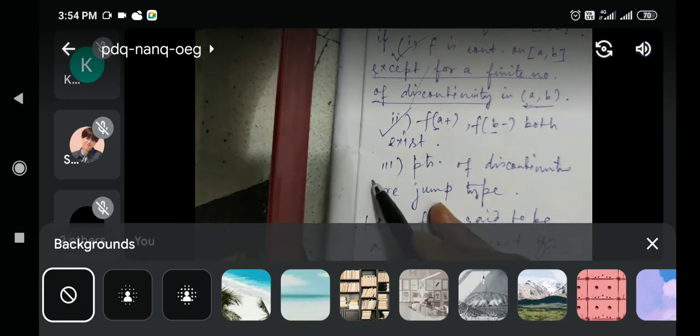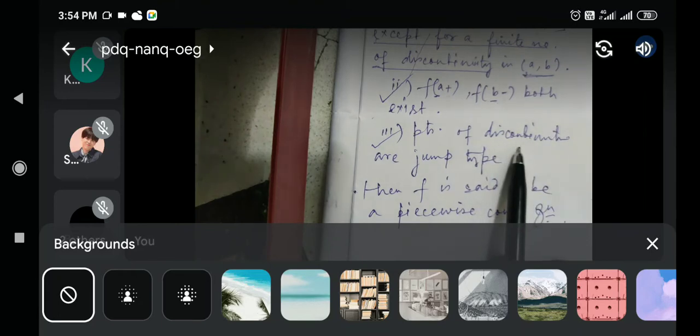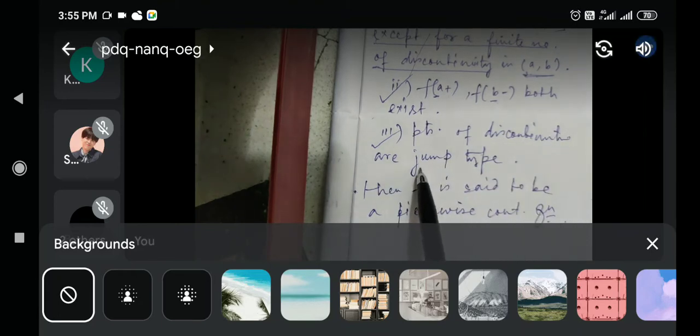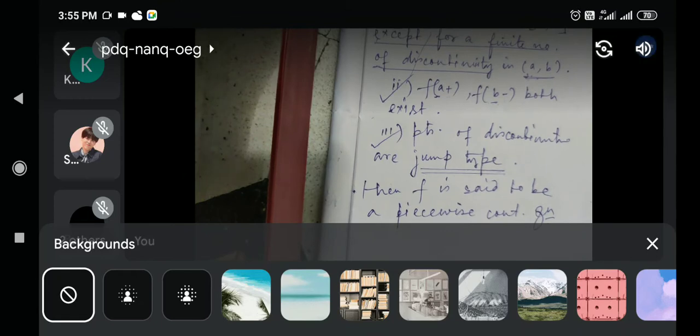Okay. And number 3, all that finite number of discontinuities which we have discussed should be jump type discontinuity, not any other type of discontinuity. If these three conditions are satisfied by a function, then we will say the function is a piecewise continuous function. Now let's take one example of such a function.